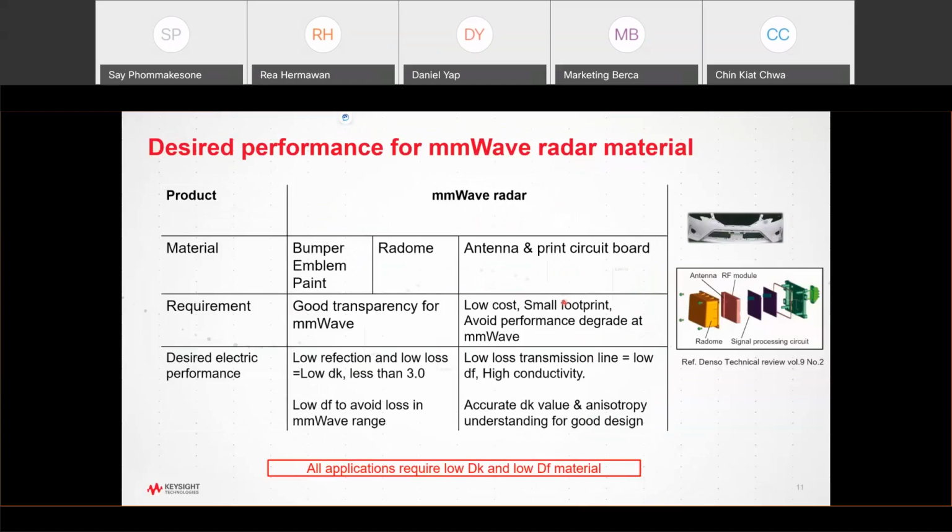Some of the millimeter wave material requirements include bumper, antenna, and radome requirements. Basically, you want some material in front of the bumper or anything that you want to be transparent, like nothing happened, low cost, and low electric loss. The sample relative to free space is at 3.0. This is the dielectric value, or permittivity value. All these applications require low permittivity and low loss.